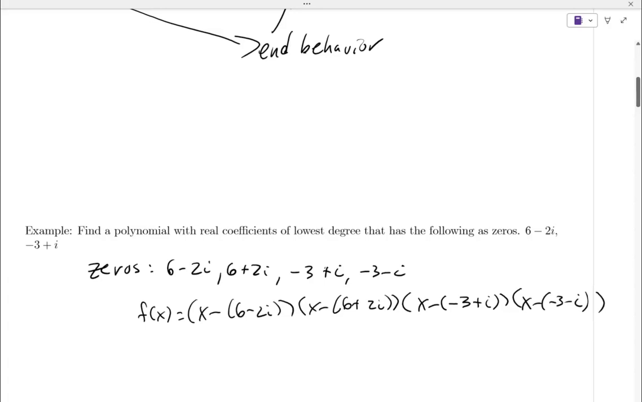So again, the whole point of this particular example is that your roots occur in conjugate pairs. So if 6 minus 2i is a 0, 6 plus 2i also has to be a 0. Negative 3 plus i has to be a 0. Negative 3 minus i has to be a 0 as well. Again, if you were to multiply all of this out, anything with an i in it will cancel out. I'm not going to expect you to multiply that out.